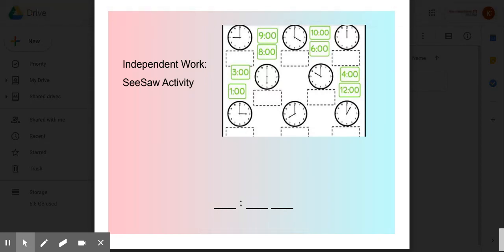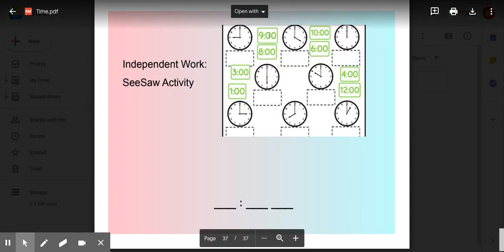All right, now it is your turn for your independent work. You have a seesaw activity. You are going to match the digital time to the correct analog clock. So for example, I am going to choose one digital form. So let's say I choose 9 o'clock. And then I'm going to figure out which analog clock represents 9, and I'm going to drag the digital form to the correct box under the analog clock.